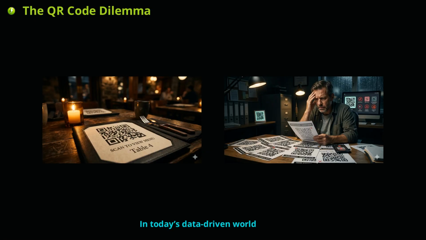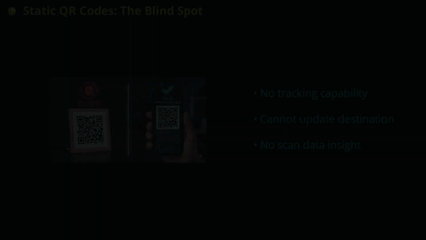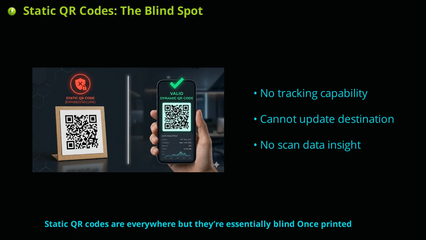In today's data-driven world, not knowing what works can mean wasted time and money. But what if there was a better way to use QR codes and actually measure their impact? Static QR codes are everywhere, but they're essentially blind. Once printed, you can't change where they point, and you get zero information about who's scanning them or when. Imagine investing in marketing materials and having no idea if they're effective. That's the limitation of static codes.